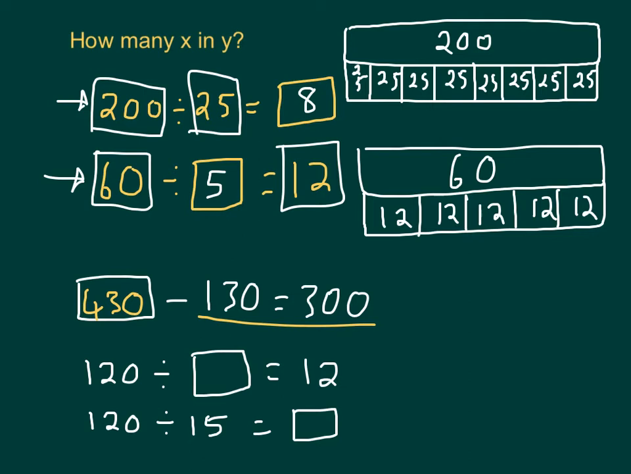On the second example, I'm saying to myself, how many 12s are there in 120? Of course, there are 10. 120 divided by 10 leaves us with 12. And in just the same way for the last example, that's the whole there, the 120. How many 15s are there in 120? And of course there are 8.